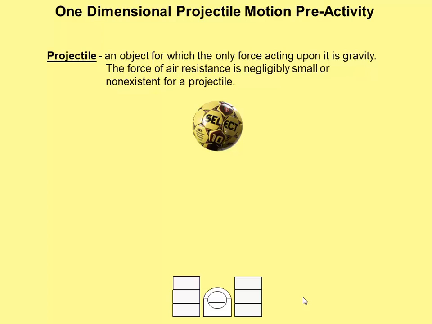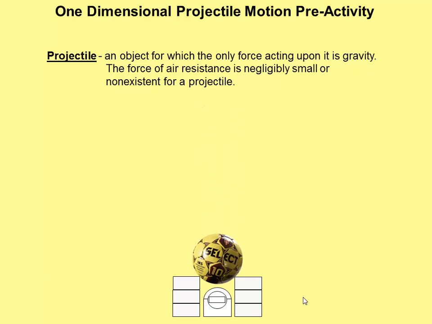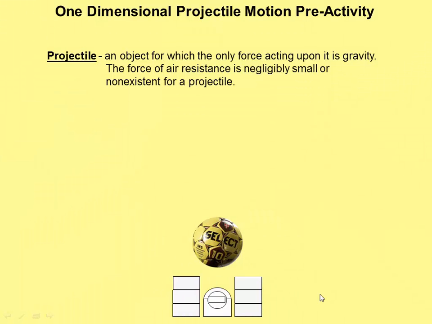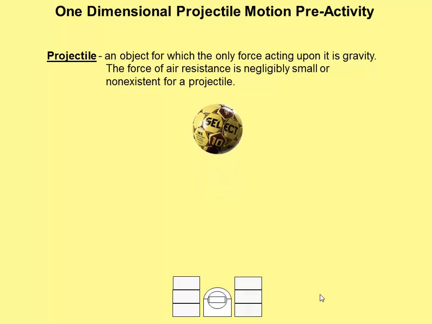So the first of three different things you're going to do is take the ball, hold it right over the motion detector, and drop it. The books are there to stop it before it hits the motion detector. Then you are going to take the ball and throw it up and catch it at its highest point. So you're not going to let it come back down.